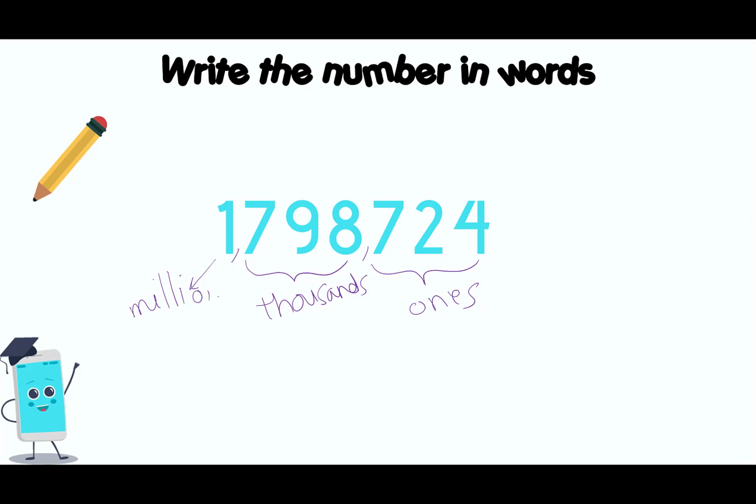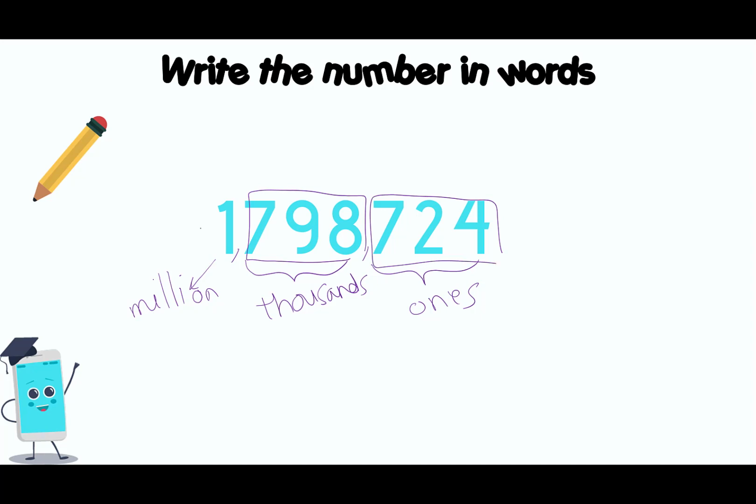And in year 5, you just need to know up to 1 million. And in year 6, you need to know up to 10 million. So this makes it easier to read. So I've got 1,798,724. So we only needed to read groups of 3.